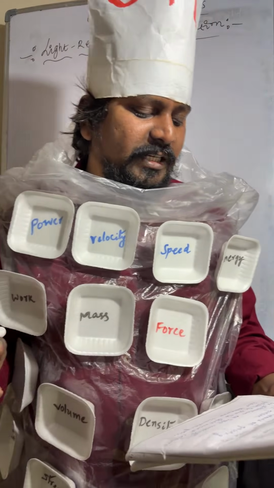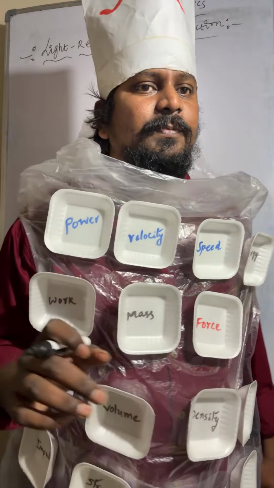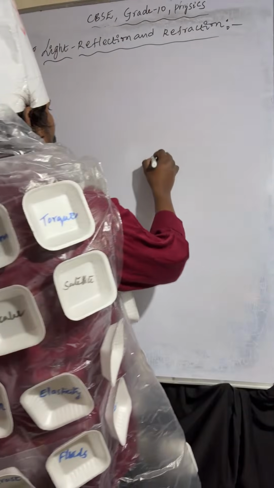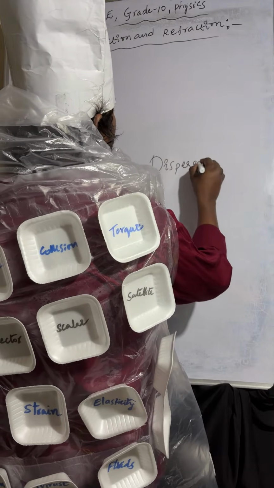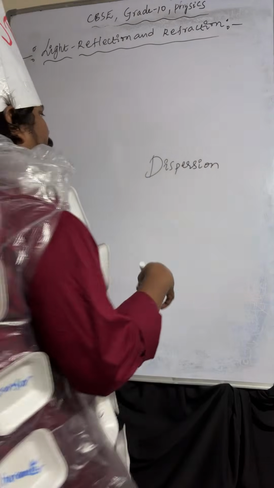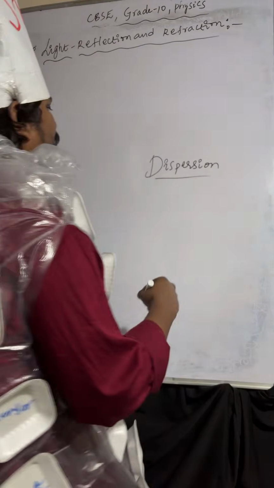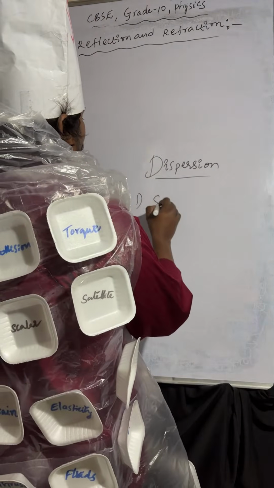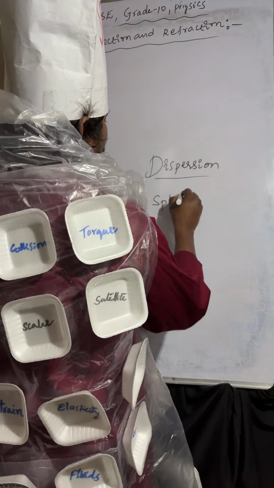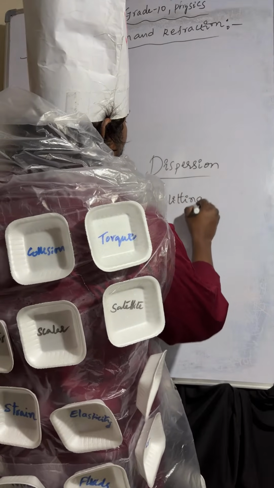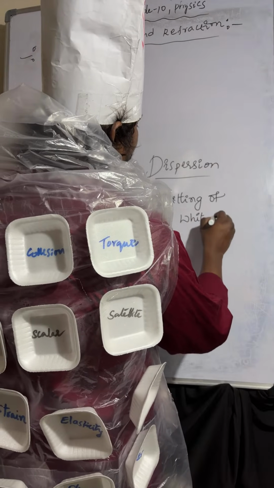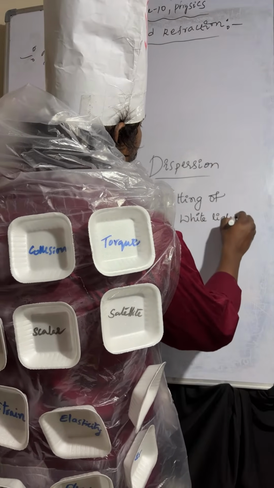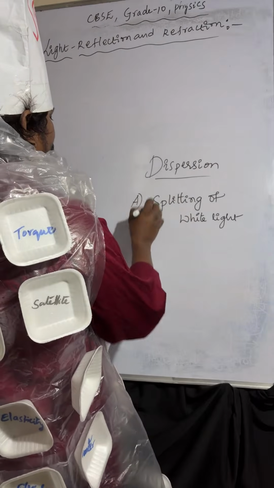So what is dispersion? Bending of light or splitting of light? Splitting of white light into 7 colors. Option A.